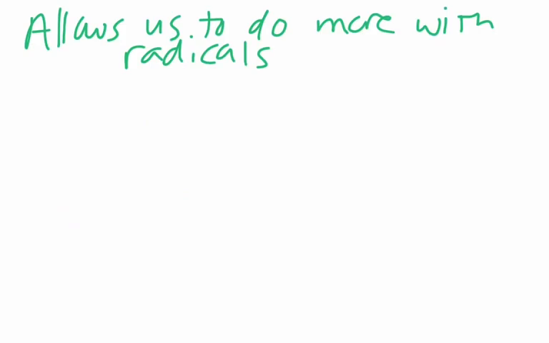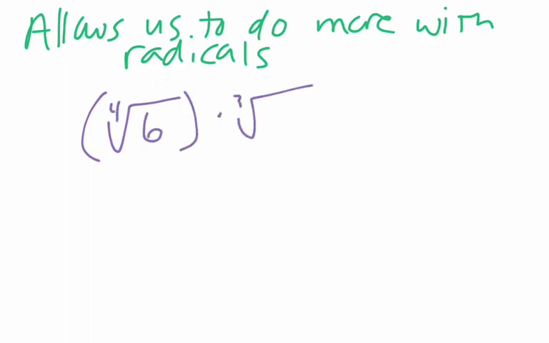And I'll give you an illustration of what we mean when we say we can do more with the radicals. So take, for example, this. If you had the 4th root of 6 times the cube root of 6. I don't know why I doubled up on my multiplication symbol, so that's kind of weird. Up until this point, you can't do that multiplication because the indices don't match. And I said it was really rare that the indices don't match. But when they don't match, now we have a way around it.